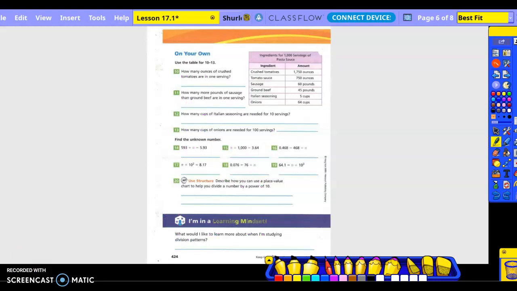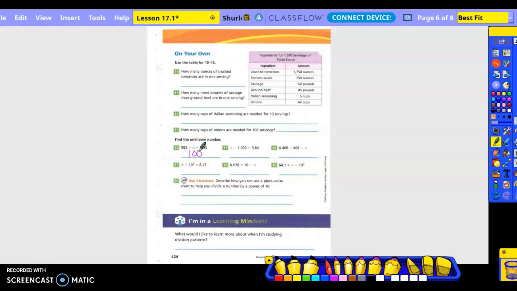Okay, so my time's about to run out on this recording, so I want to go ahead and look at number 14, just so we know how to kind of do one of those. So basically, I started with 493 divided by something got me 4 and 93 hundredths. So how many places to the left did the decimal move? 2. So you're dividing by what? 100.